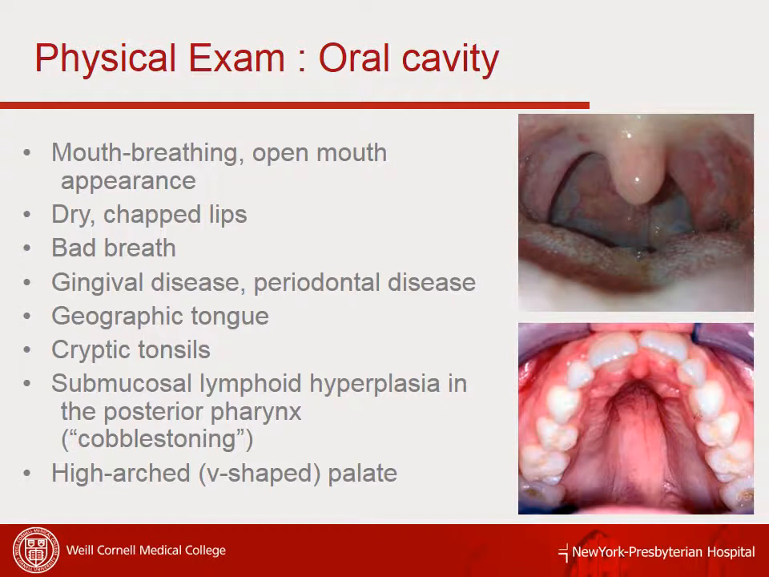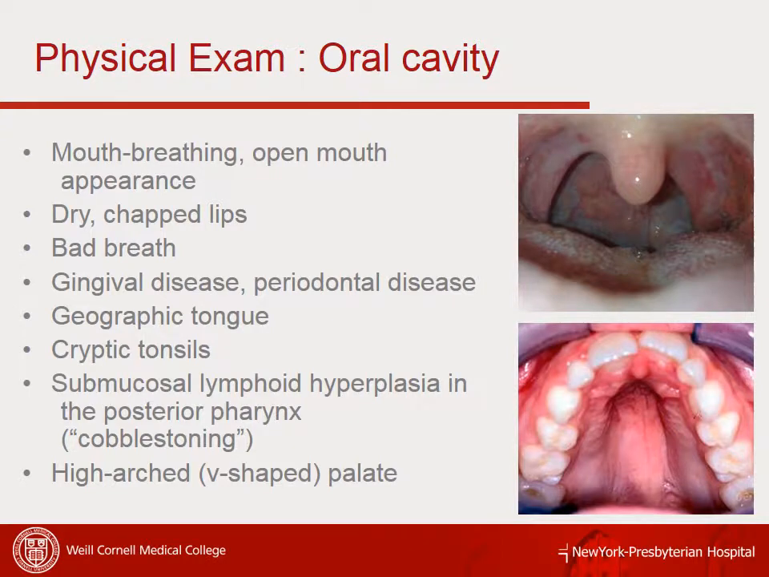This is called cobblestoning. And if you look in the upper picture, you can see those lymph nodes, those oval, yellowish appearing lymph nodes that are right underneath the surface of the mucosa. You can almost see the blood vessels supplying them as well. This is an excellent picture of that.